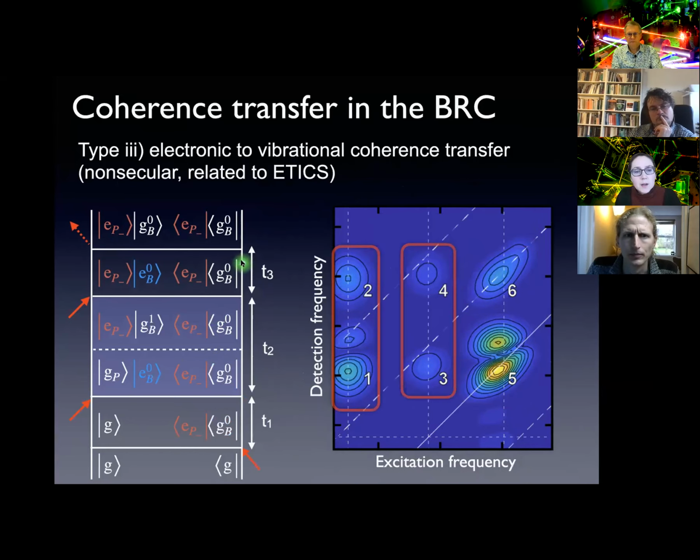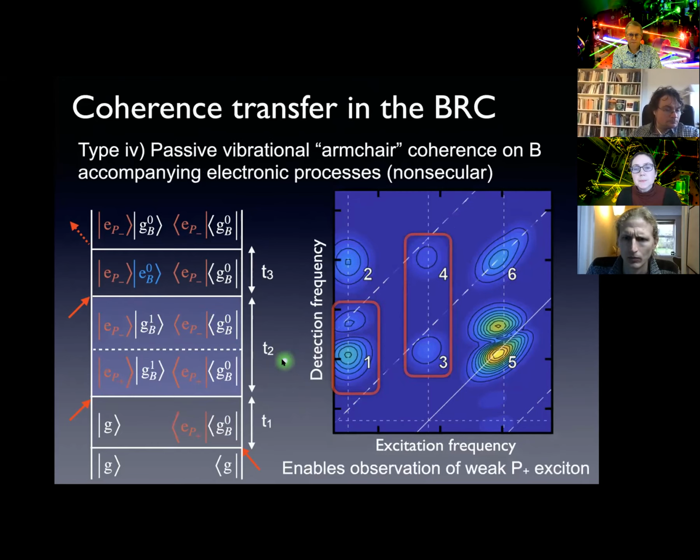Okay, type 3, in this case, we begin in an electronic coherence between B and, in this case, the lower P exciton. And then during T2, we have a coherence transfer where we're ending up with the coherence in the ground state of B. Okay, so this is related to ETICS, perhaps a little bit different, but some kind of electronic process here with coherence transfer ending in the ground state on B. And these signatures contribute to all 4 of these peaks that we see in our data. Okay, and then finally, type 4 coherence that we identified, we call this armchair coherence.